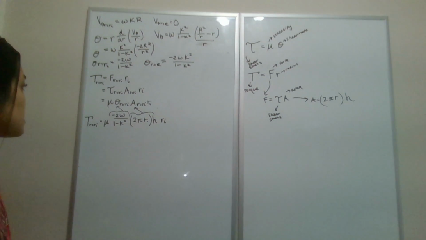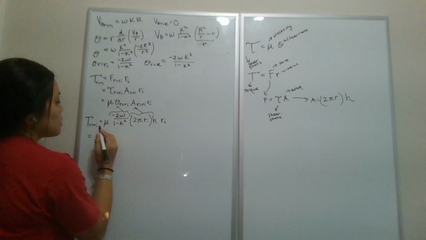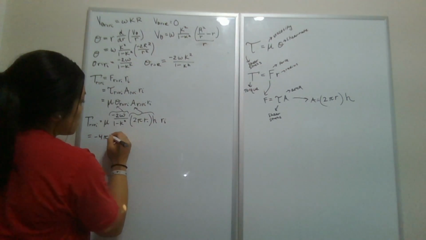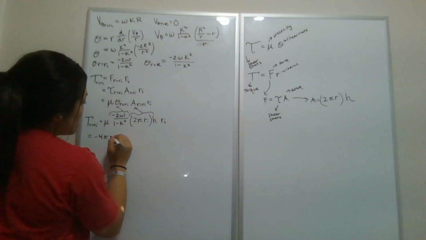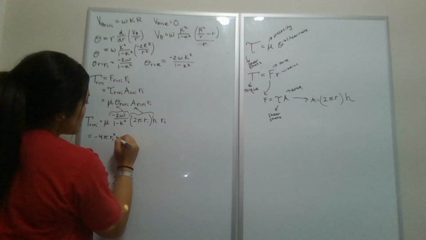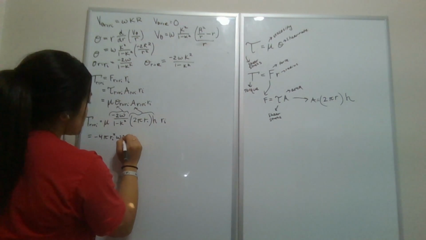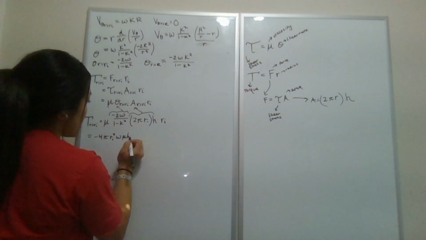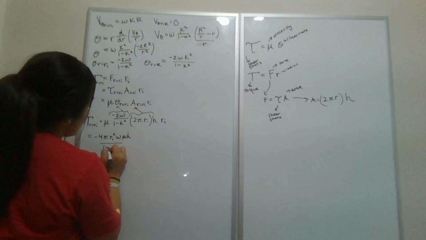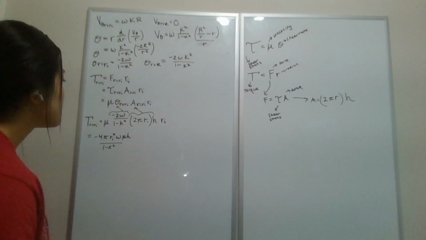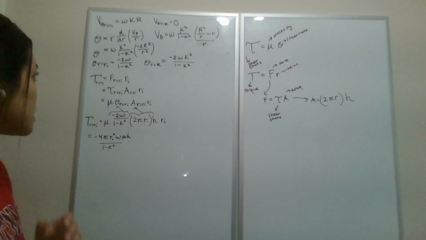And simplifying this a bit, we are left with -4 pi times the inner radius squared times the angular frequency times the viscosity times the height divided by 1 minus the proportion between inner and outer radii squared. So that's the torque at the inner radius.